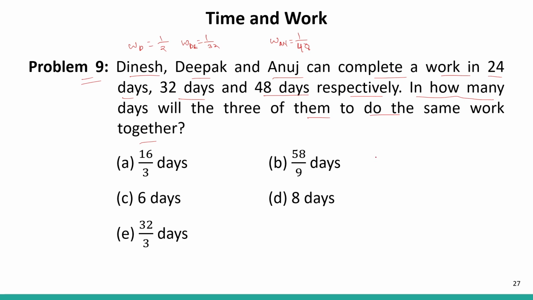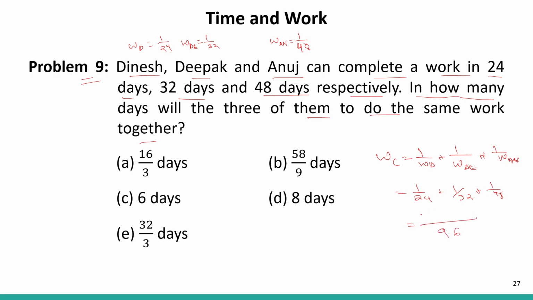Their combined work rate will be, so WC is equal to work rate of Dinesh plus work rate of Deepak plus work rate of Anuj. So this is equal to 1 by 24 plus 1 by 32 plus 1 by 48. So we are left with, 48 into 2 is equal to 96. So 96. Okay.